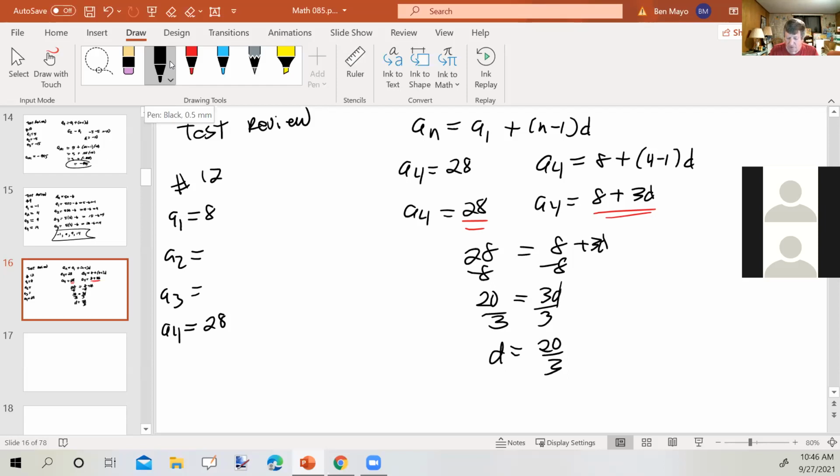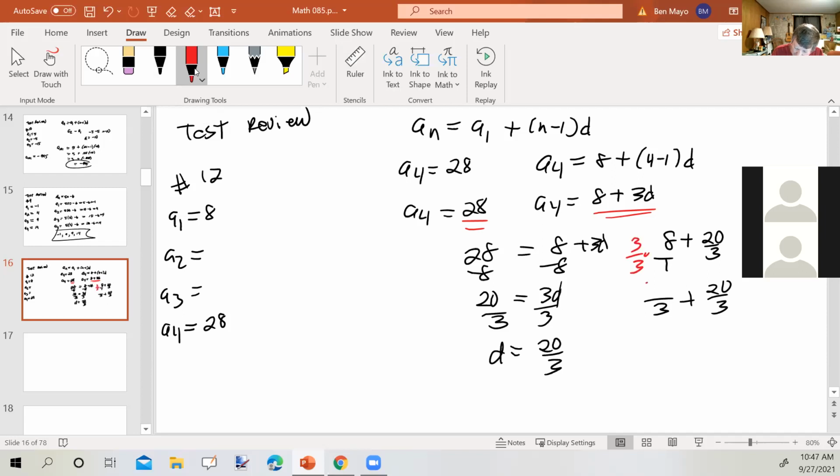Now that I know that 20/3 is the common difference, a sub 2 is going to be 8 plus 20/3. But 8 is like 8 divided by 1. And to add these, I need a common denominator, which is a 3. So I'm going to multiply 8 by 3/3. So I get 24/3 plus 20/3, which is 44/3. Then 44/3 plus 20/3 is 64/3.